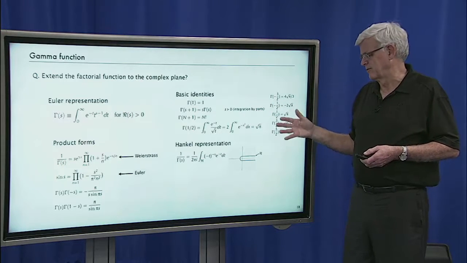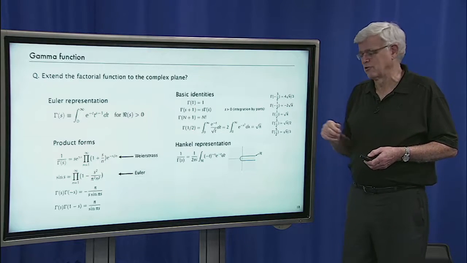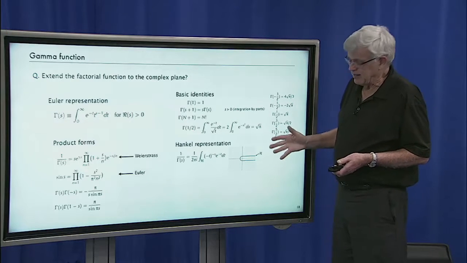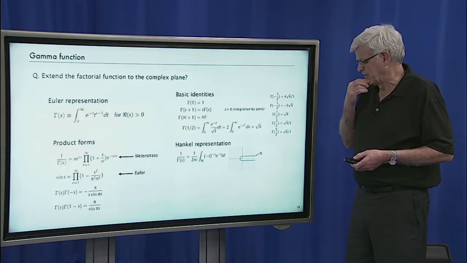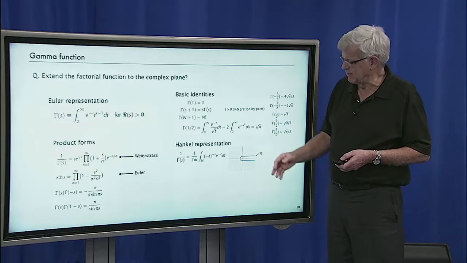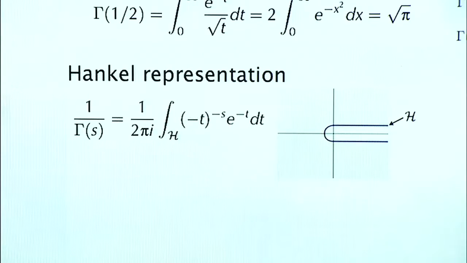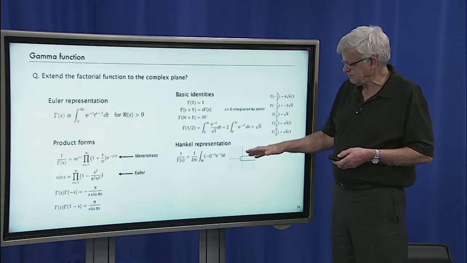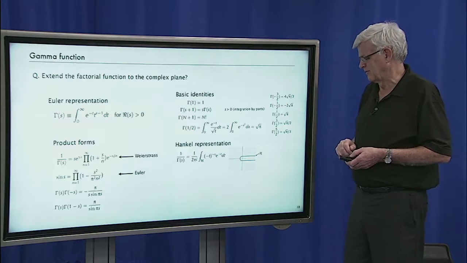In particular, there's a representation of the gamma function known as the Hankel representation. And what that one says has to do with complex integration. It says that 1 over gamma of s is 1 over 2 pi i, an integral around this contour that circles around the positive real axis and then circles around the origin and then goes back out, of minus t to the minus s e to the minus t dt. It's a Hankel representation of the gamma function.